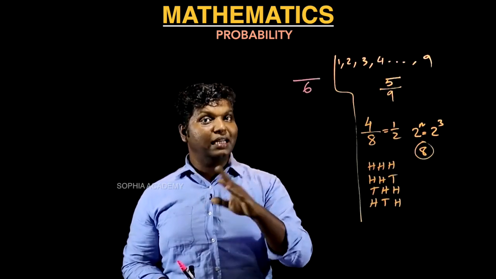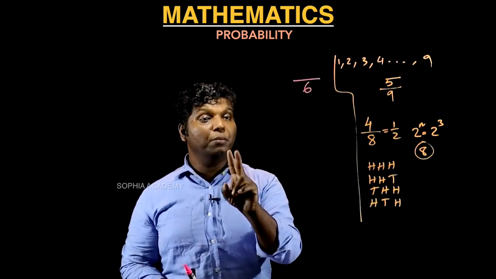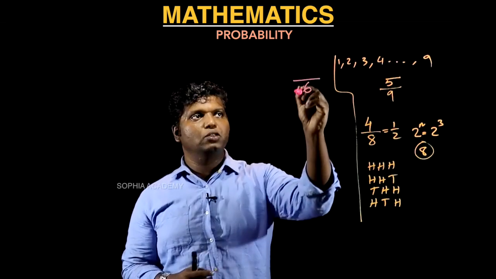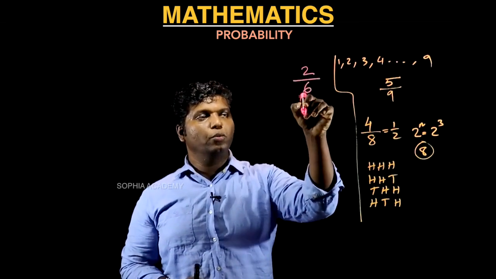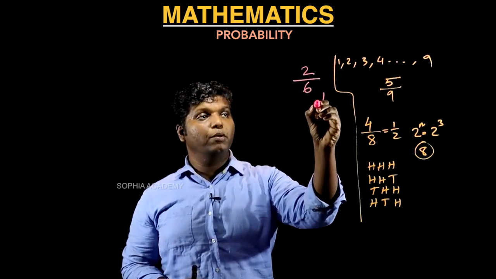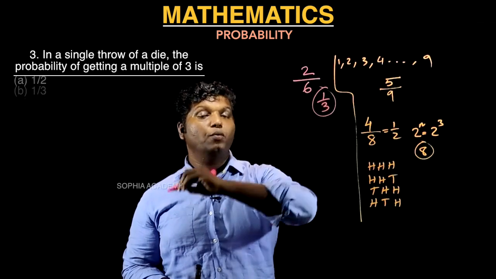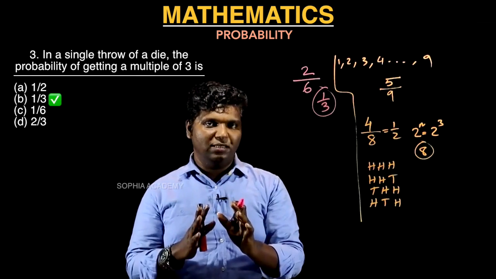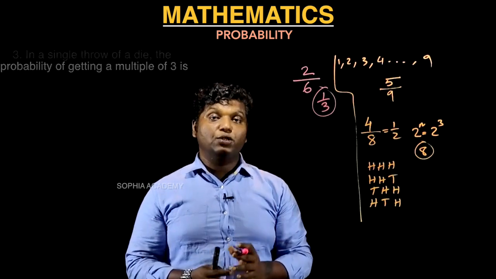3 ones are 3, 3 twos are 6. There are only 2 numbers, 3 and 6. So counting the numbers, it comes out 2. So 2 by 6, making that in the short form, we will write it as 1 by 3. So 1 by 3 is the correct option. Is it clear? So next question.